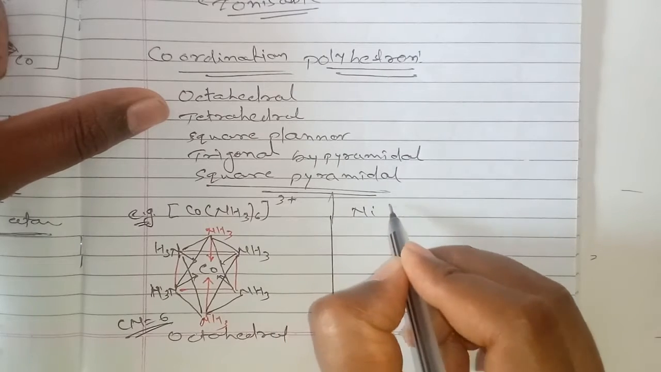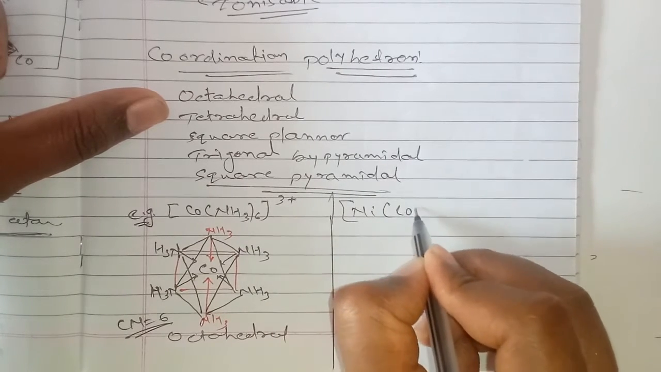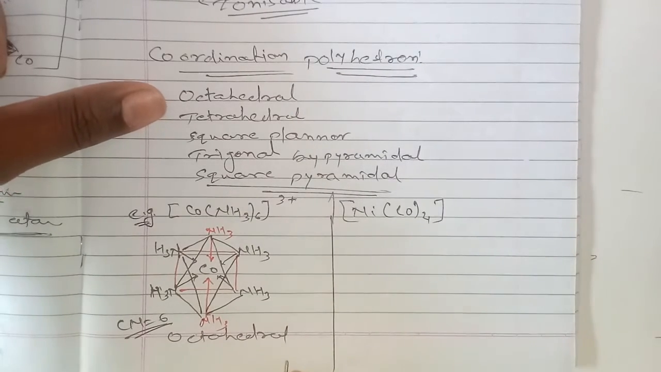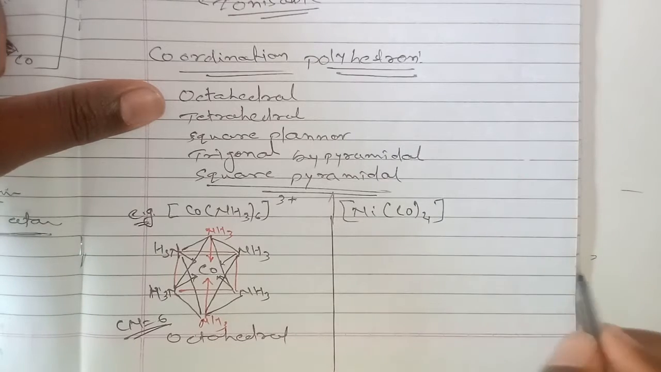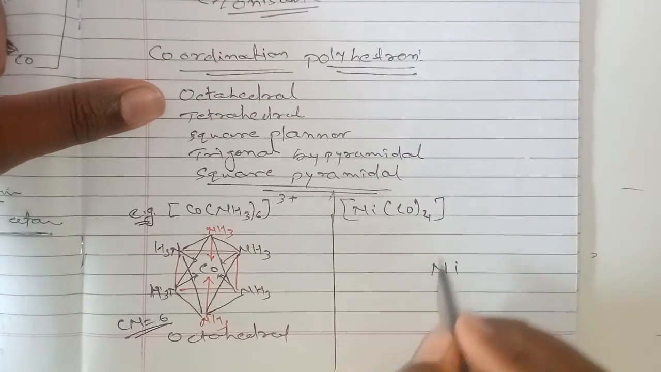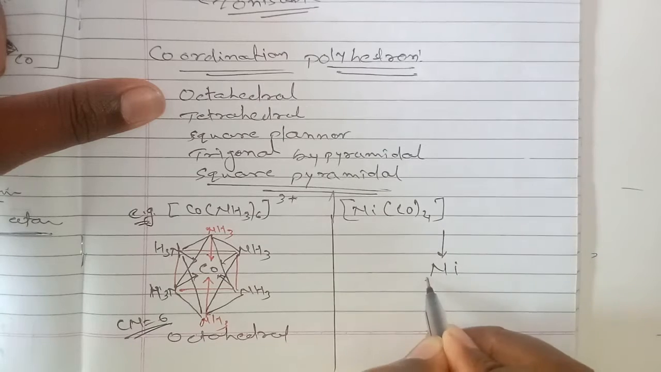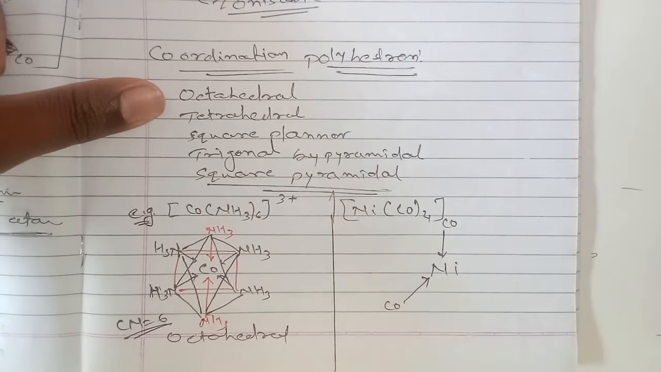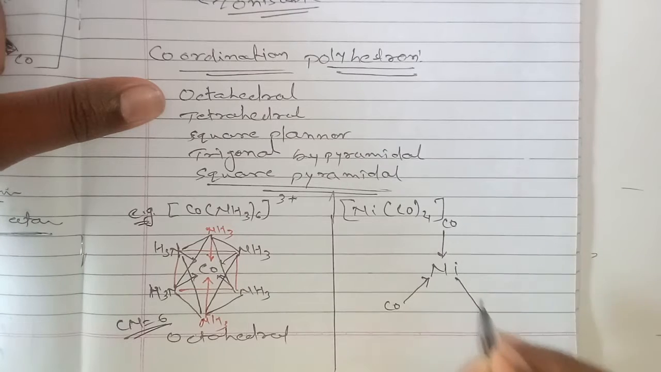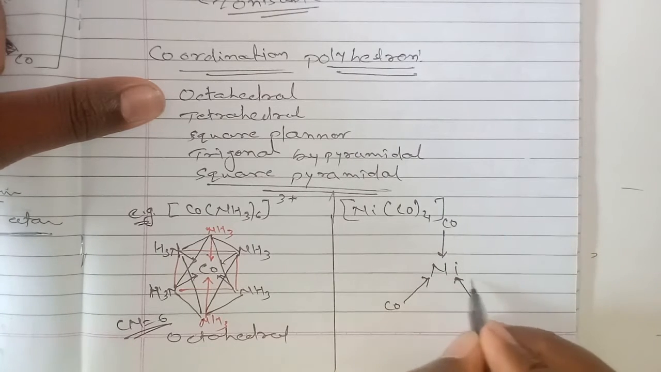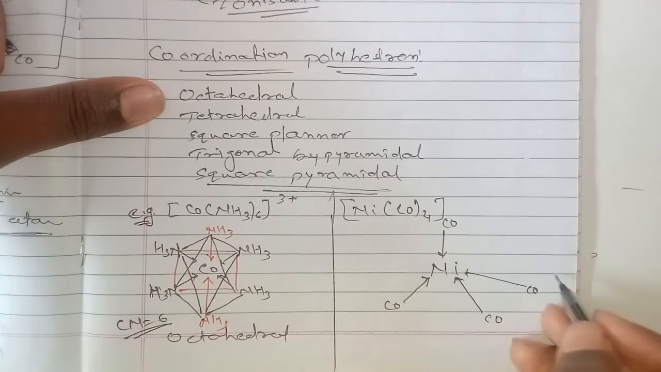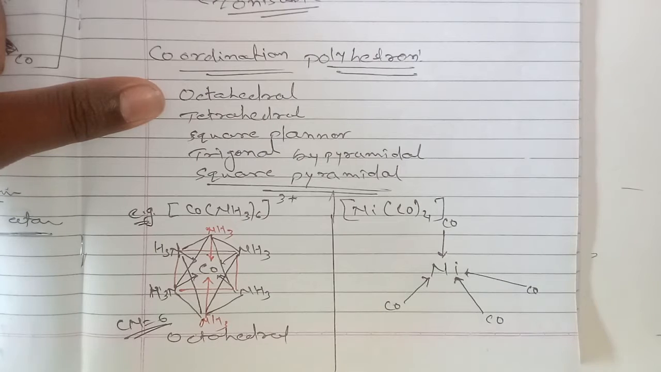And here is another coordination entity, nickel, where the two carbonyls are in the same plane. One is on the front side and one is on the back side of the plane.